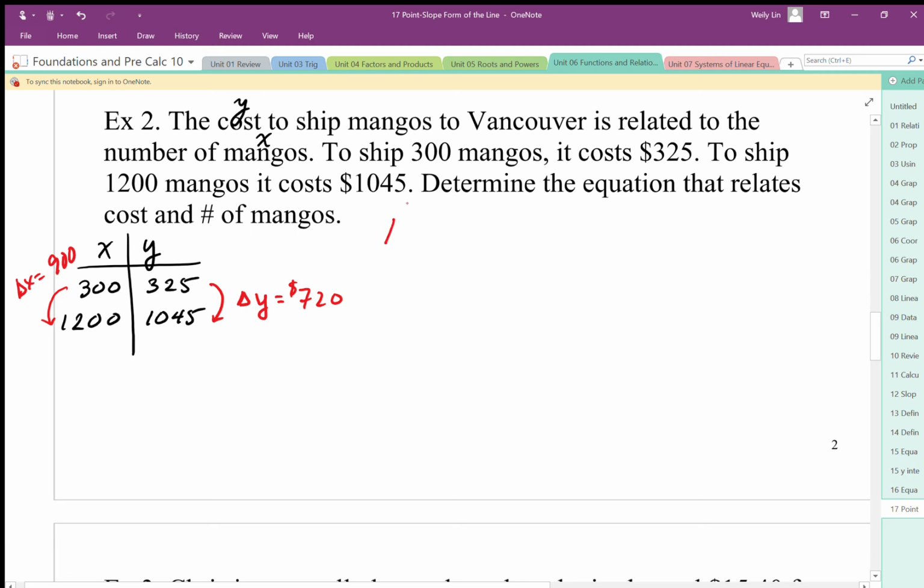So then to get the slope is a change in y over the change in x. So $720 divided by 900 mangoes gives me 80 cents per mango.